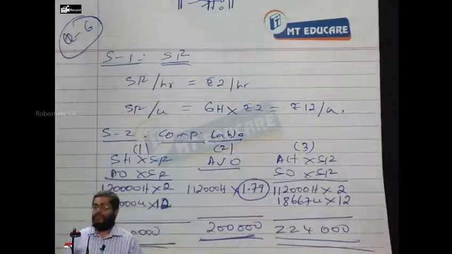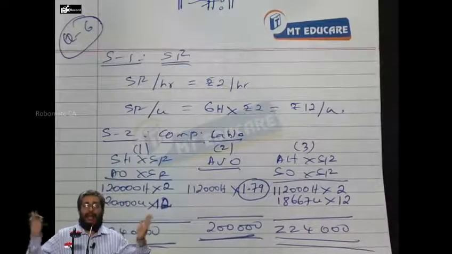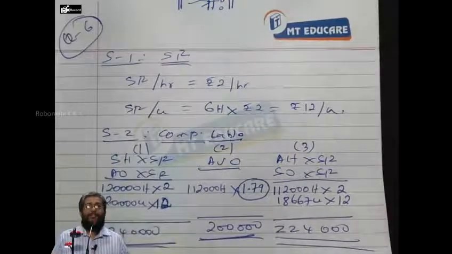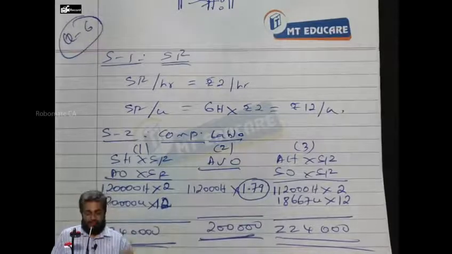Now, see, how many units have I produced? All participate. How many units have I produced? Whenever I ask a question, don't look blank. That alertness is required.